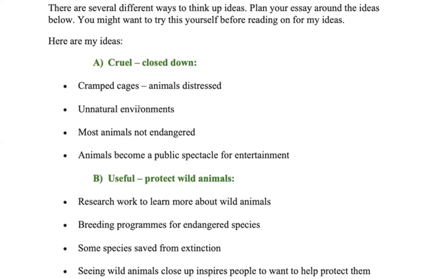Animals become a public spectacle for entertainment. So people use animals, they put them in cages just for entertainment, okay. So that's the main idea why group A think that that's cruel, that's brutal, and it should be closed down. I'm talking about the zoos.